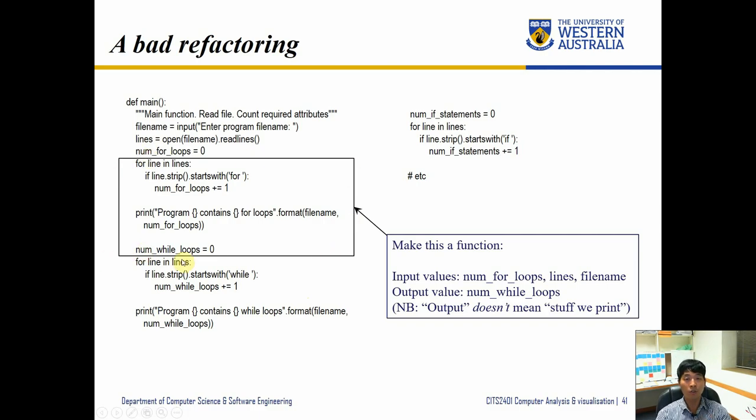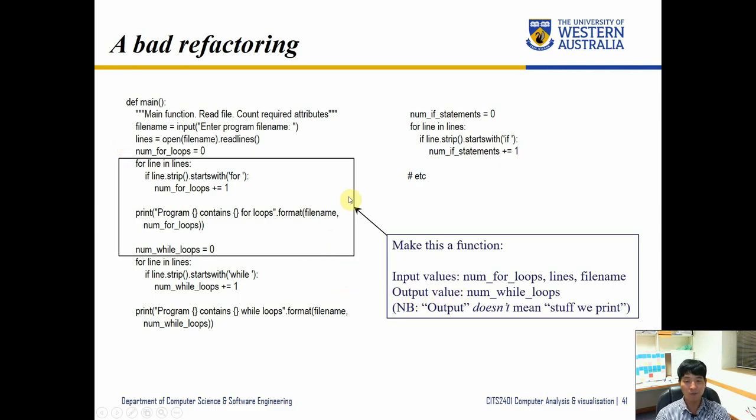We need to identify all the inputs we need, the variables, right? So here, input values we need are num for loops, because num for loops gets used here. I cannot do plus equals one without it being defined. And then I have lines, and then file name gets used here, file name, and lines, okay? And then the output is num while loops. Num while loops gets used in other places. Okay, but everything else here, I don't need to define again. So those are the inputs and outputs.